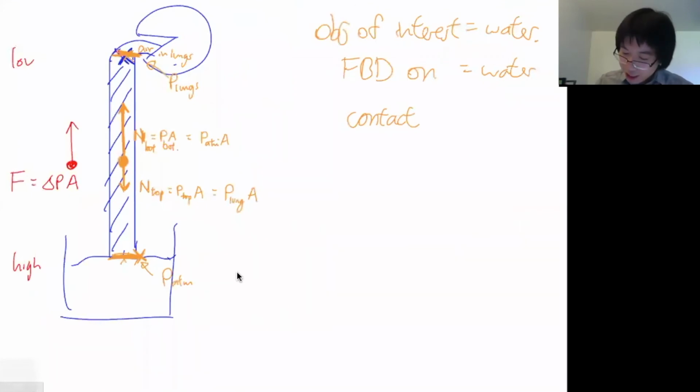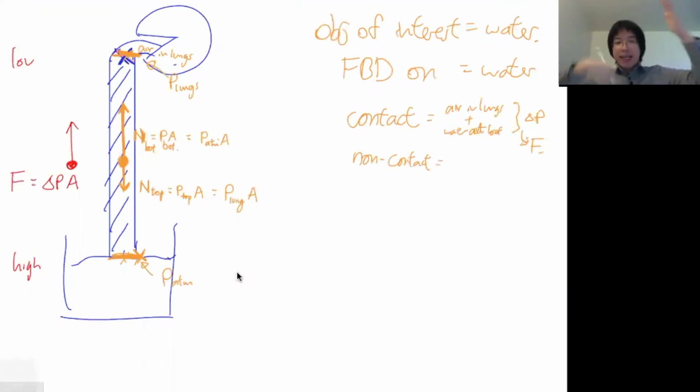All right, so the contact force is from the air in the lungs and the water at the bottom, right? So this gives you a pressure gradient, which creates the contact force. Anything else touching it, the walls of the straw, but that doesn't make it go up or down, right? The walls do not do anything. The non-contact force is the weight, the force of gravity. So you can now add gravity.